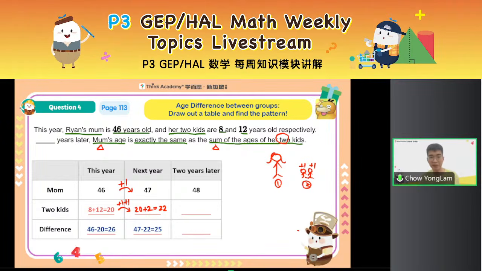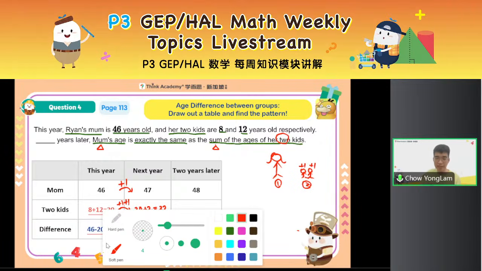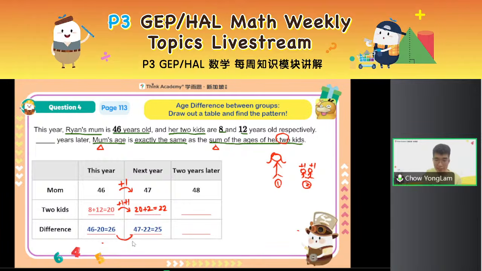All right, so in that case, it's a bit different. You notice that the age difference will decrease by 1. That is because my two kids' ages grow faster. Grow by 2 every year. My mother's age grows by 1 every year. So 2 versus 1. Of course, eventually, your two kids' ages will catch up with the mom's age.